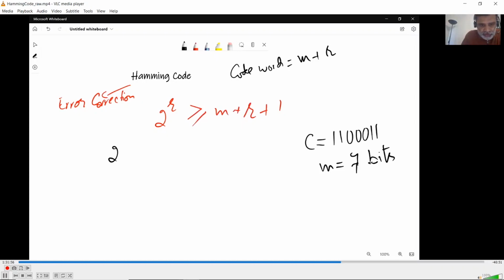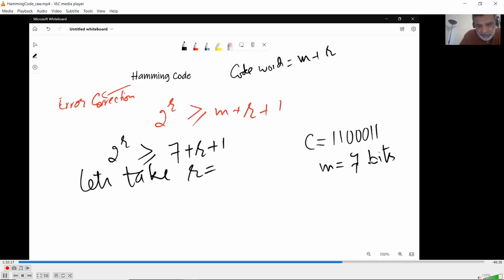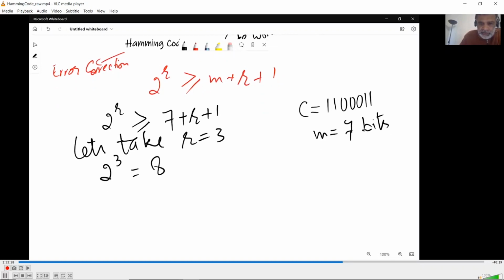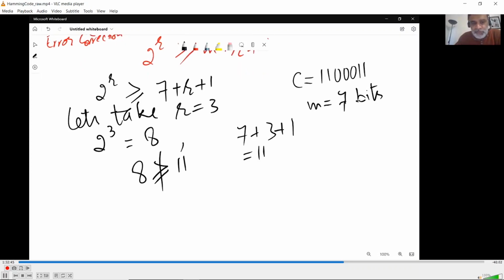So if I see 2 raised to the power r should be greater than or equal to 7 plus r plus 1. Let's take, we say, will it help with redundant bits of 3? Will the above inequality hold? So I say 2 raised to the power 3, so that is 8. And what about the other side? The other side is 7 plus 3 plus 1. So this becomes 11. So 8 is not greater than or equal to 11. So it means 3 bits of redundancy will not work.